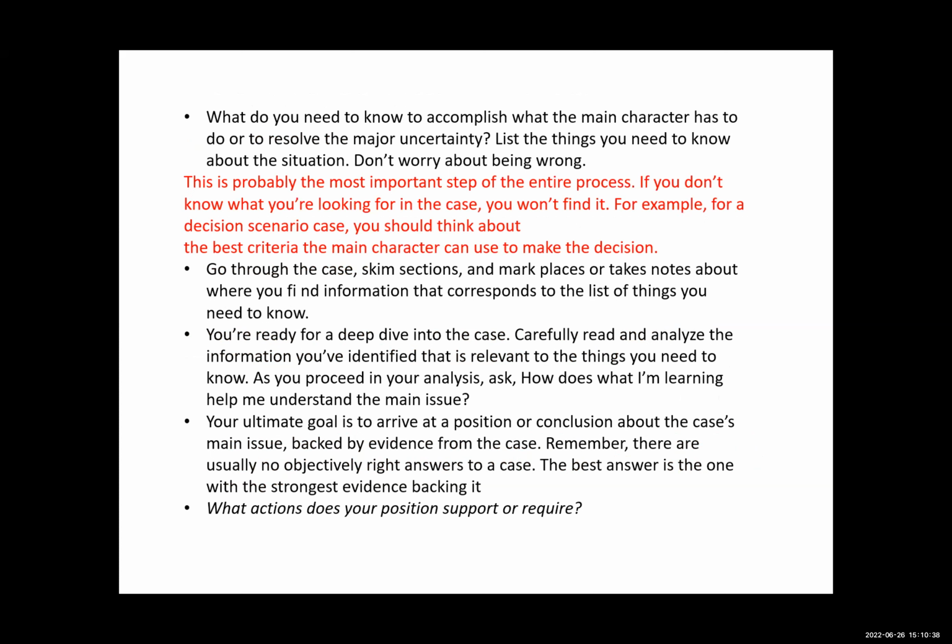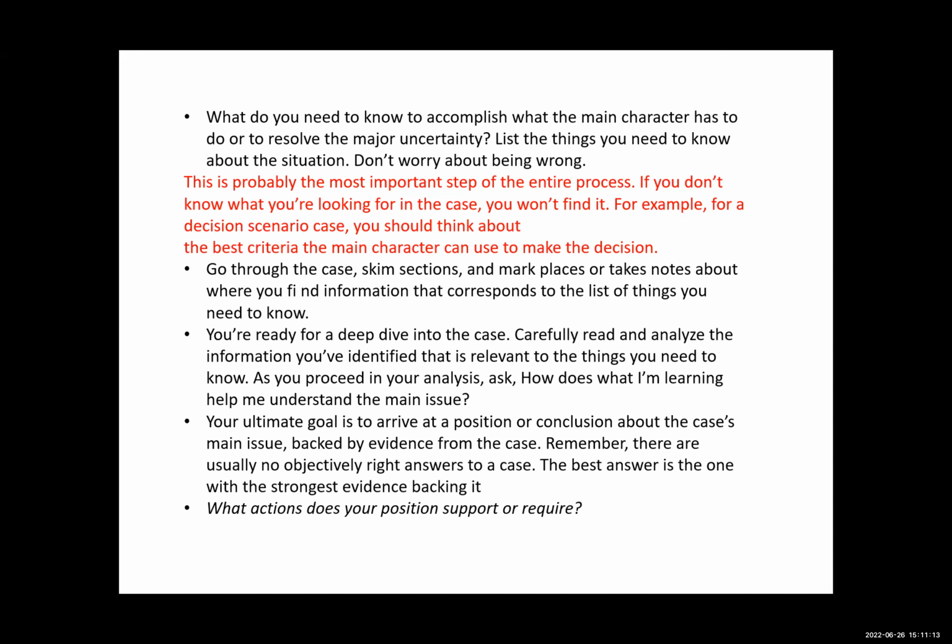So before going into all the exhibits, find out what it is that I have to know. I have identified this as a decision-making scenario. If that is the case, pause for a moment and think, what is the information that I need to get from the case? What do I need to know to take a sound decision? So that's what it means. Go through the case, skim sections, mark places. Now we are ready for a deep dive.